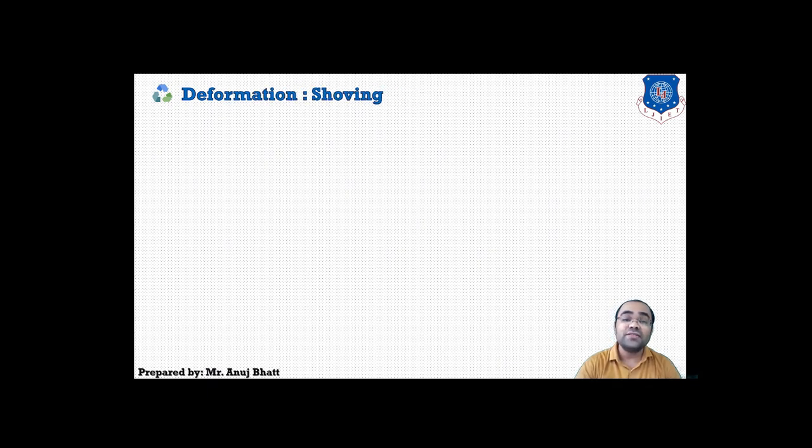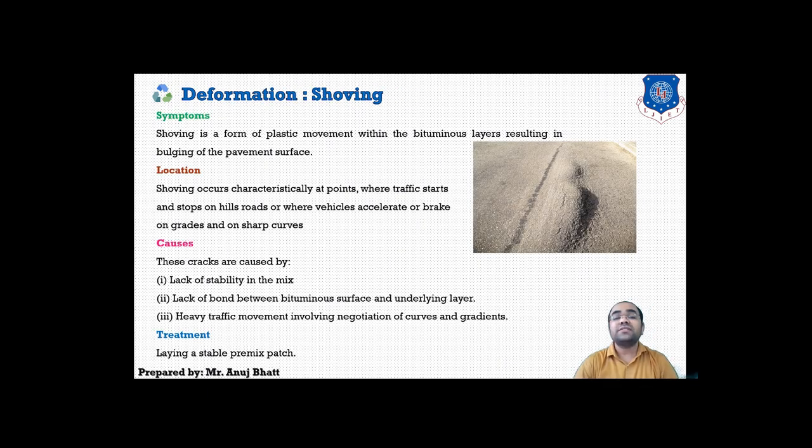Now after corrugation, the next deformation is shoving. Talking about the symptoms of shoving, shoving is a form of plastic movement within the bituminous layer, resulting in bulging of the pavement surface. Shoving occurs characteristically at points where traffic starts and stops on hilly roads, or where vehicles accelerate or brake on grades, also on some sharp curves.